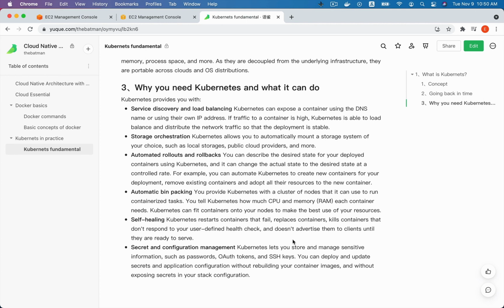And the last, secret and configuration management. Kubernetes lets you store and manage sensitive information such as passwords, OAuth tokens, and SSH keys. You can deploy and update secrets and application configuration without rebuilding your container images and without exposing secrets in your stack configuration. So these are the reasons and advantages why we need Kubernetes.